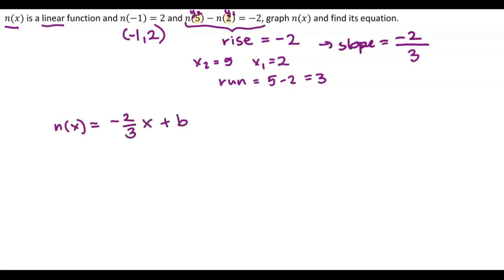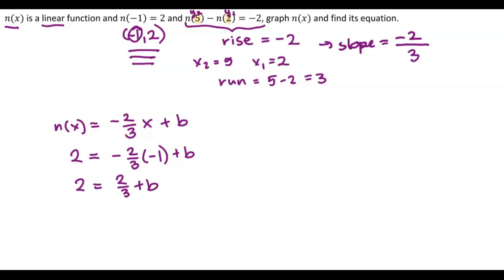We don't know the b yet, so we have two choices right now. One, we could stick with slope-intercept form, and we could plug our point in. What we know is that this point right here is on the line. So if we take this x value and plug it in here, and we take this y value and plug it in over there for n of x, we've got a true statement, and we can solve that for b. So plug the 2 in for y, or n of x, and plug the -1 in for x, and solve for b. So I'm going to say 2 equals positive 2/3 plus b.